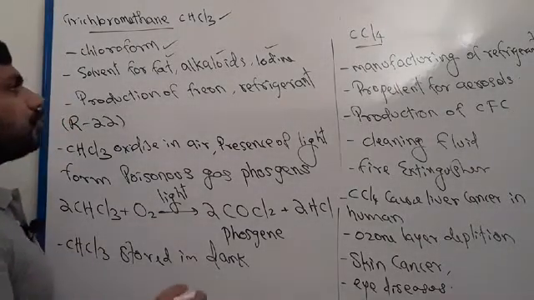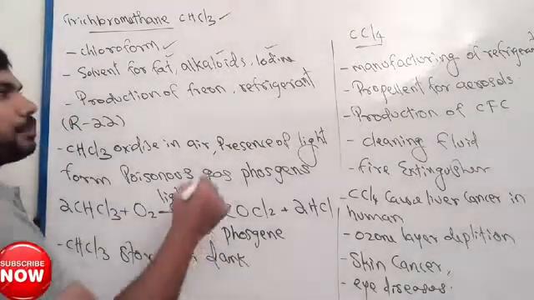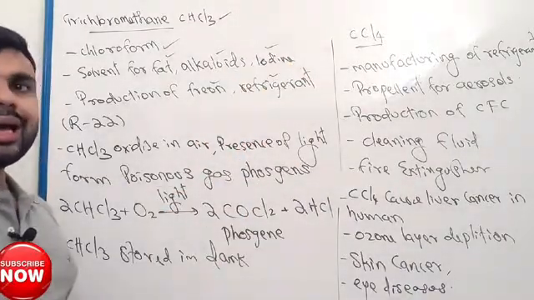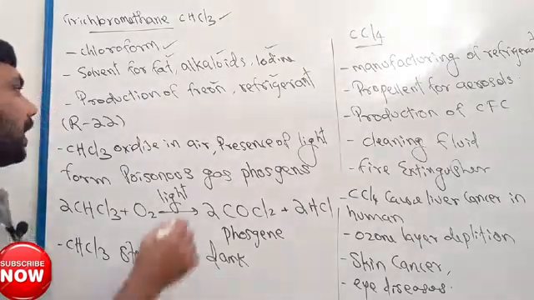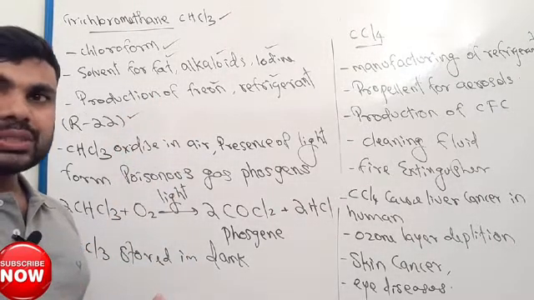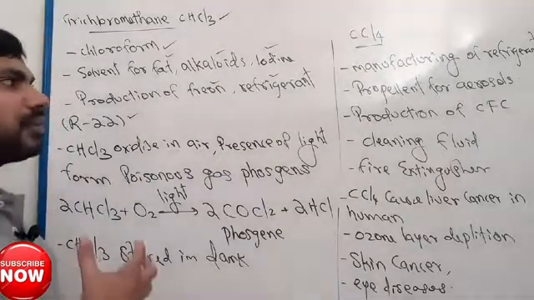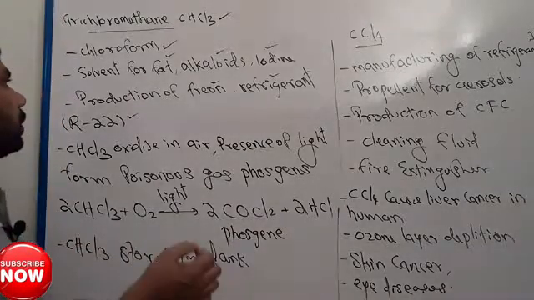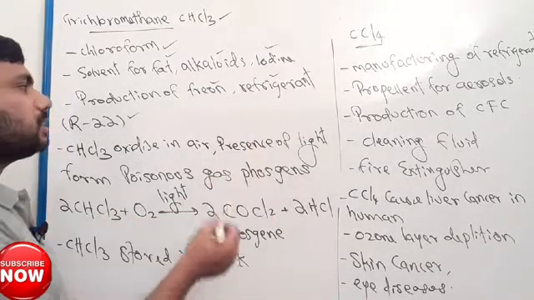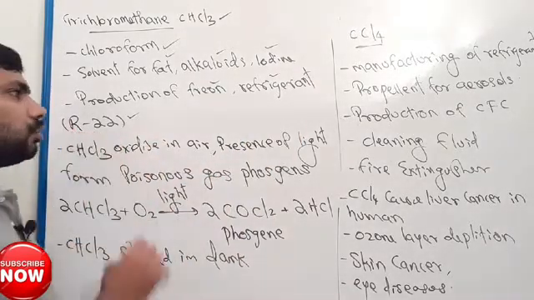Chloroform is used in the production of Freon and refrigerant, R22. We know the liquid used in a refrigerator is refrigerant. So chloroform is used in the production of refrigerant, and this refrigerant is R22.